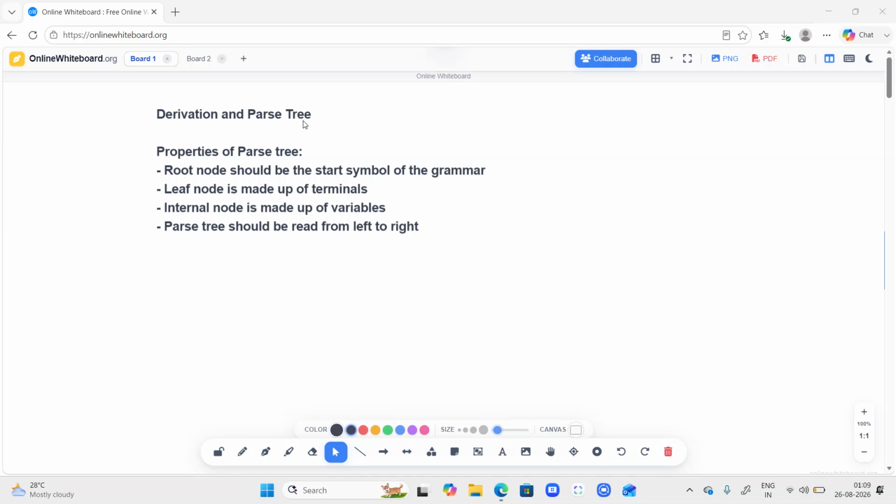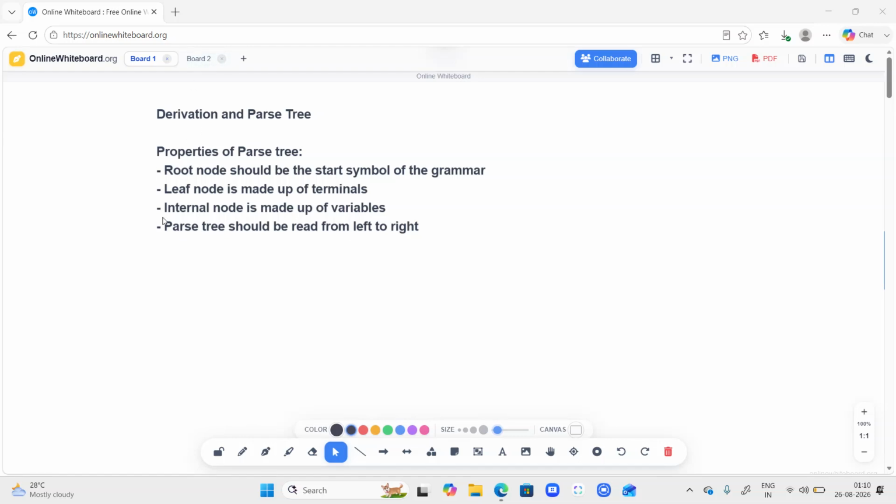This is a graphical representation. So parse tree is a graphical representation of the derivation that you are doing to get the string. There are a few properties of parse tree. The root node is always the start symbol, which is usually capital S in the production rules. The leaf node is made up of terminals. Terminals are your lowercase letters. Internal nodes are made up of variables. Those are your capital letters. And the parse tree should be read from left to right.